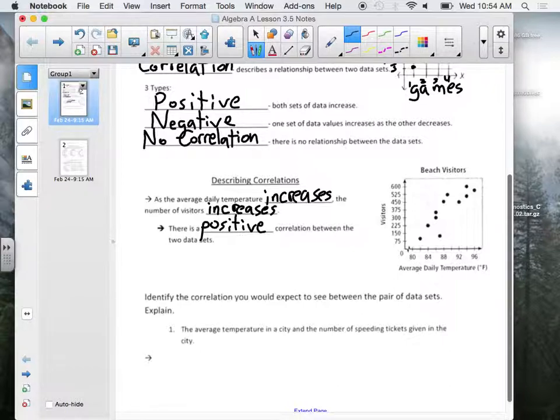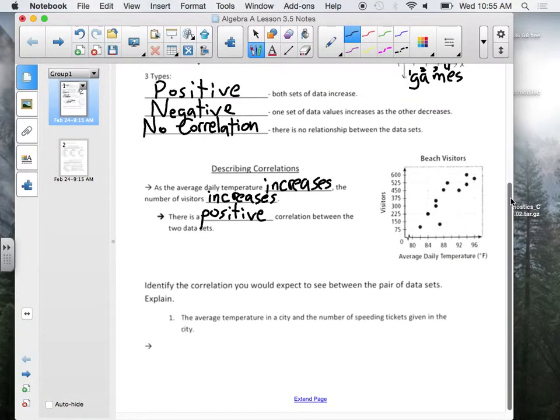Now, just for example's sake, what would this graph look like if the average daily temperature was North Dakota weather, so like 30 to 40? The number of visitors would decrease. Right, and why would that be? Because it's colder and people want to be in California or something. Exactly. No one wants to be in North Dakota on the beach. That's just crazy.